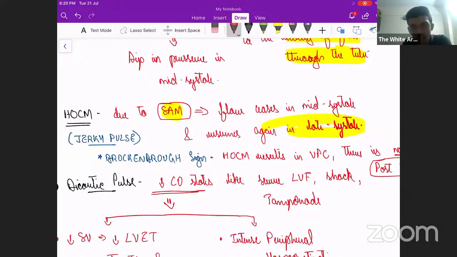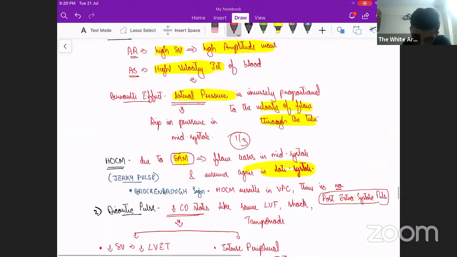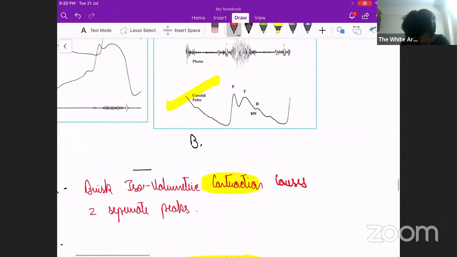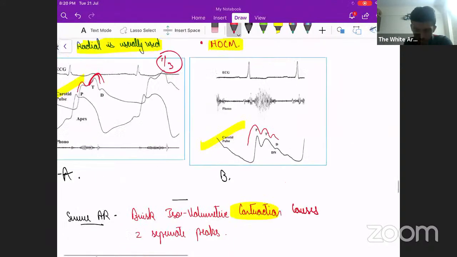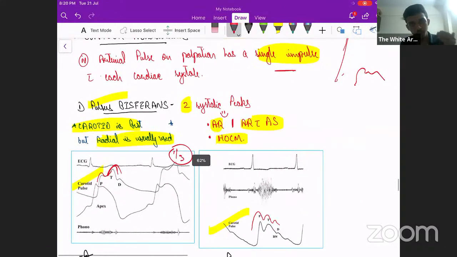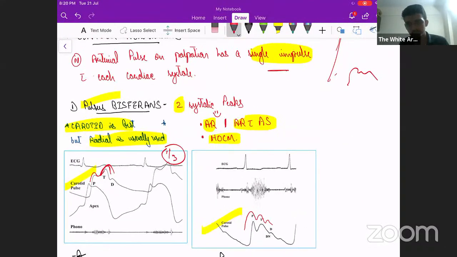But again, since in HOCM there will be a hypertrophied ventricle, most of the blood is ejected in the initial one third of the systole only. So the next late systolic peak that you see is a much smaller one. The percussion wave will be larger, followed by a small peak in the late systole, followed by a dicrotic wave. This is what we see in pulsus bisferiens. So there are two causes, and both are due to different reasons.